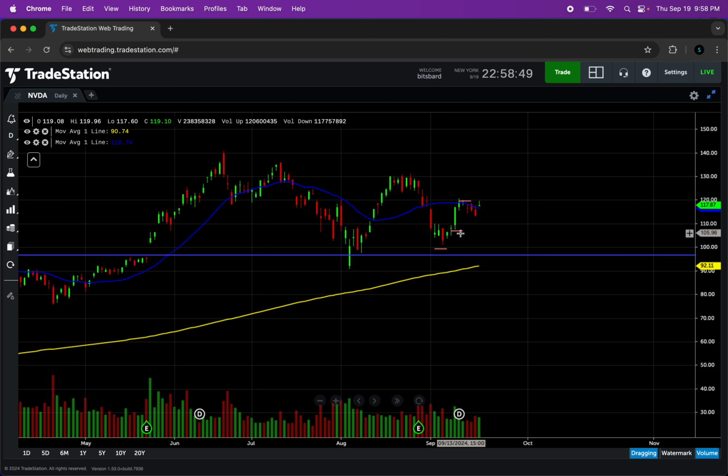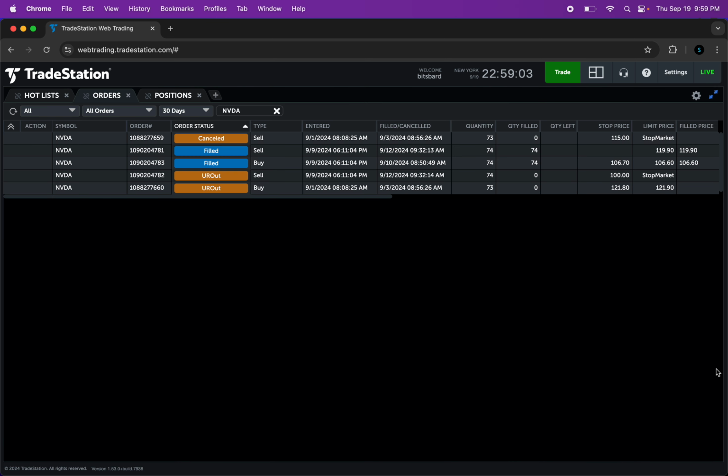So 1 to 2. And you can see we entered September 10th, held for 1 day, and we hit target on September 12th at 119.90, which was our target limit order, and we sold.